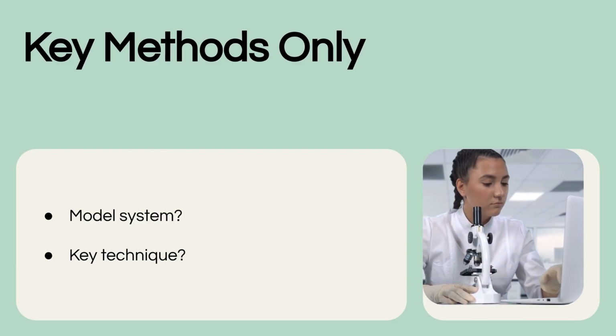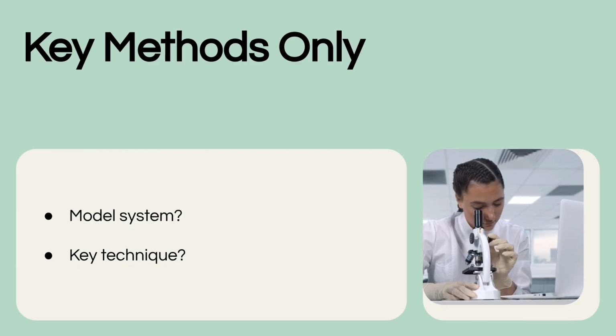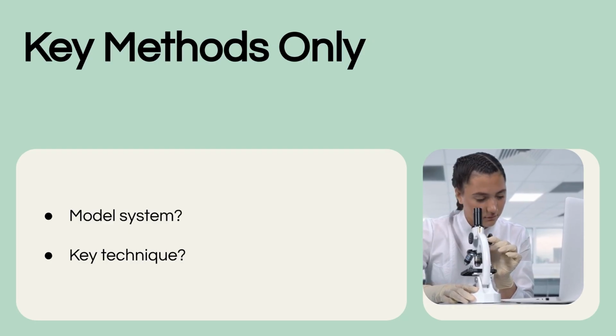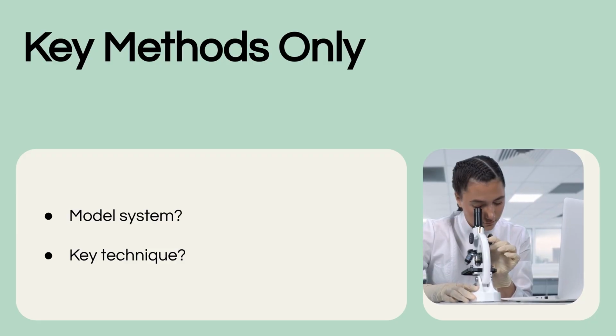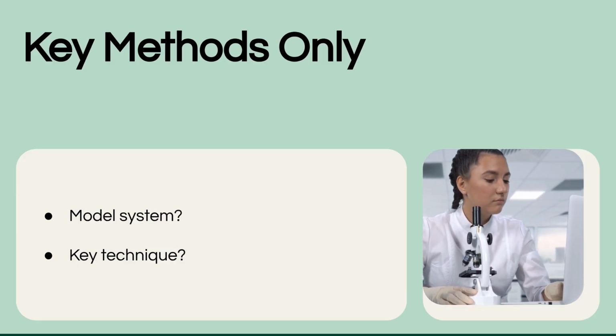What model system did they use, e.g., cell line, animal? What was the key technique, e.g., PCR, Western blot, microscopy? You don't need to memorize buffer concentrations, just the core approach.